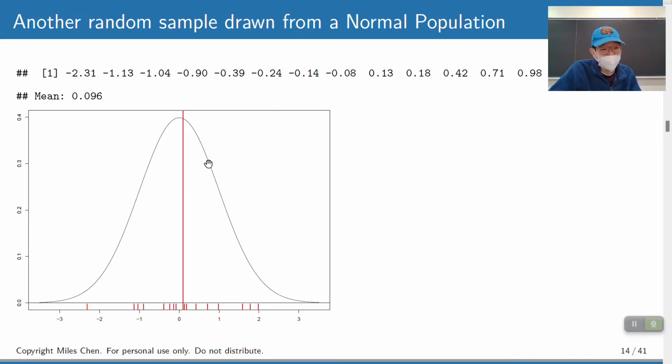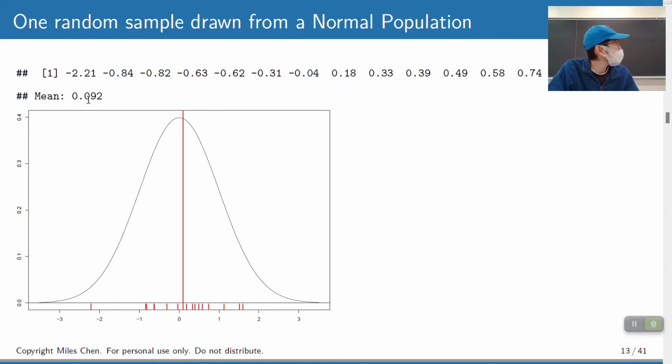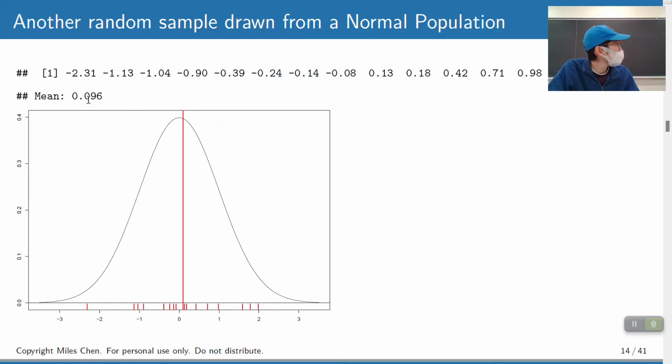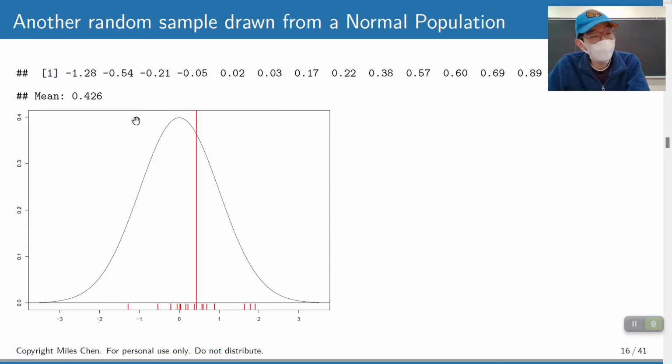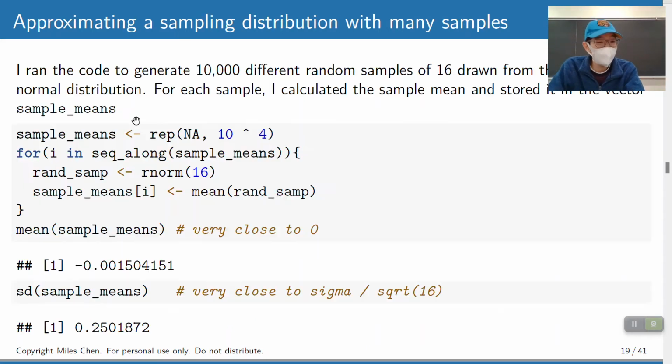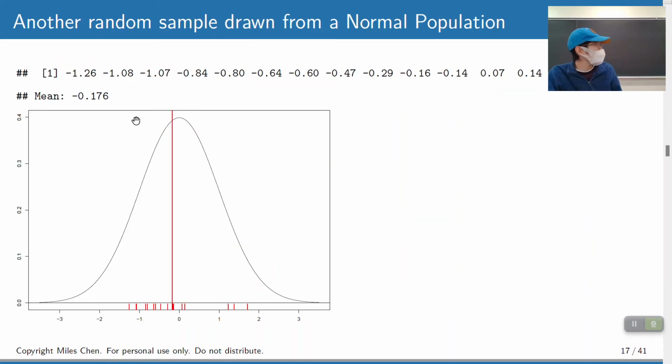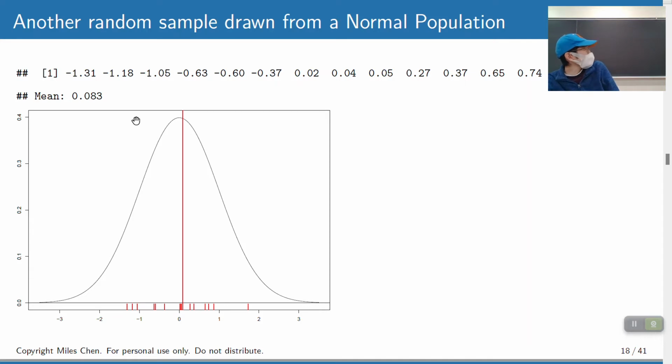Here's another random sample of 16 values, and these are different values from the previous sample. And the mean, coincidentally, is very similar to the other mean at 0.096. The previous mean was 0.092, this one's 0.096. Here's another random sample of 16 values, and my values are negative 1.22, negative 1.15, etc. When I calculate the mean, I got negative 0.197. Here's another sample of 16 values, and another. Each time we're getting different values, different means.